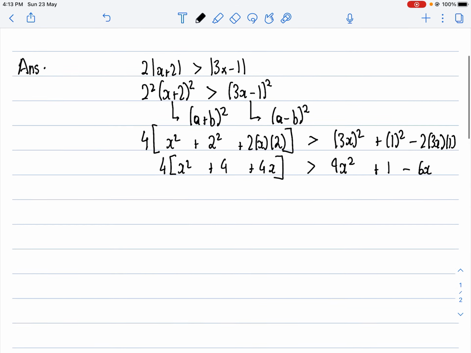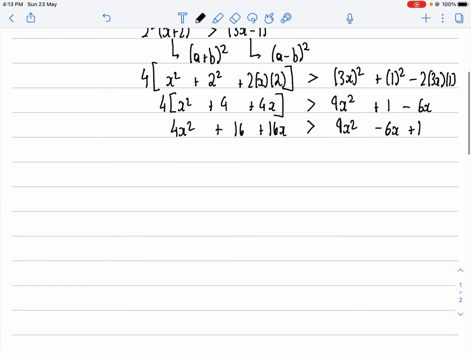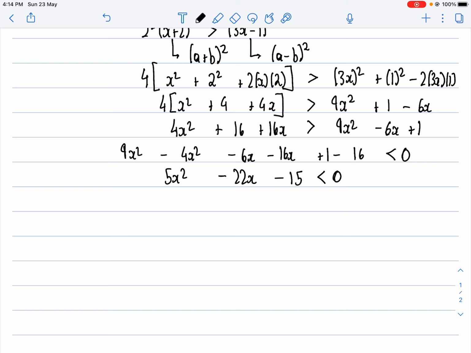Now here I can simply take the 4 inside the bracket to get 4x square plus 16 plus 16x, which is more than 9x square minus 6x plus 1. Now I can simply write this as 9x square minus 4x square minus 6x minus 16x plus 1 minus 16, which is less than 0. So now this can basically be written as 5x square minus 22x minus 15, which is less than 0.